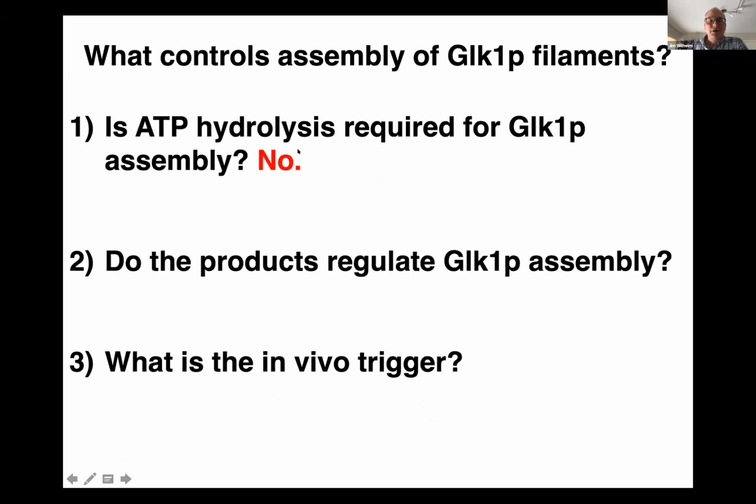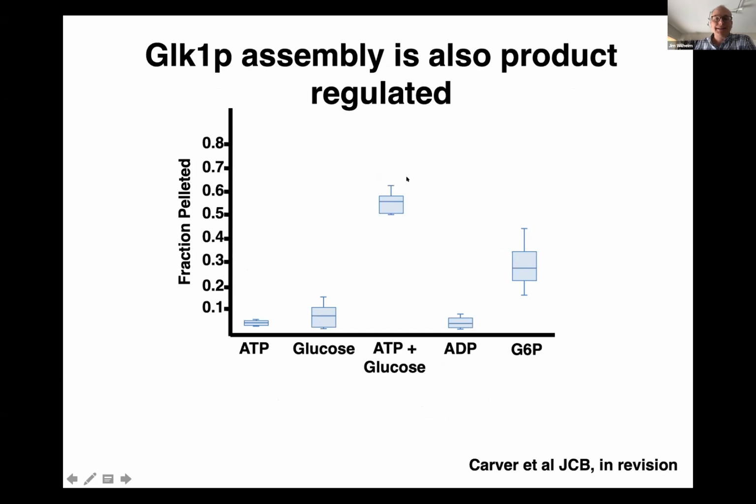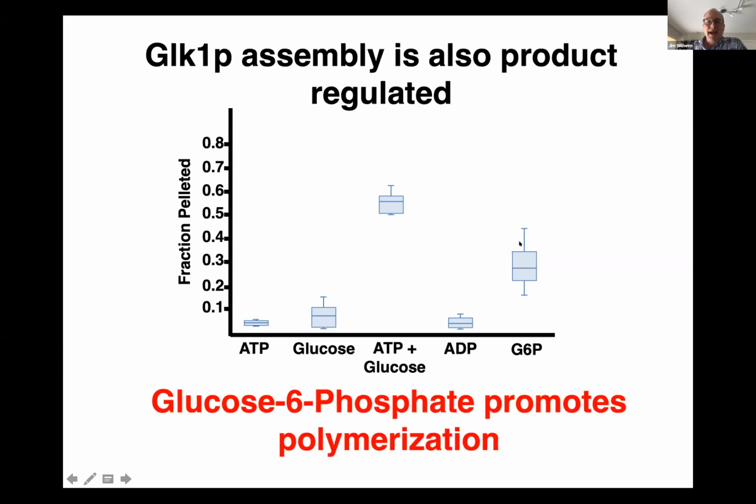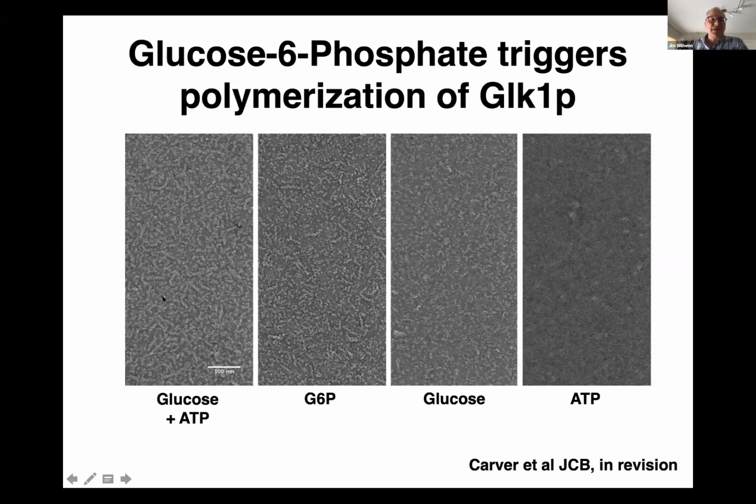The answer is no. And you might think that that's where the story ends, because why would you have something regulated by substrate binding and product binding? But in fact, this enzyme is unusual in that ATP and glucose together can trigger polymerization. And as I showed you, having non-hydrolyzable analogs will also generate the polymer. But interestingly, glucose 6-phosphate on its own will also trigger pelleting, and it also triggers polymerization, as shown here. So here's the glucose ATP filaments, and here's the glucose 6-phosphate filaments. They're slightly different in terms of their thickness, but the polymerization is quite robust.